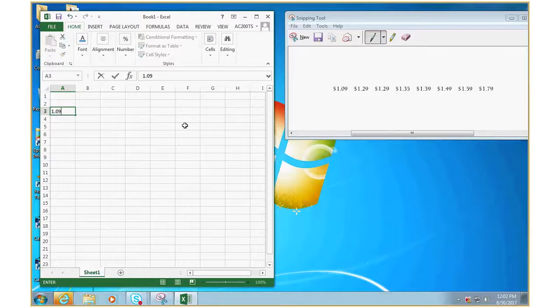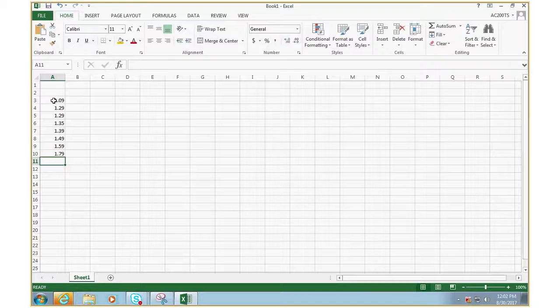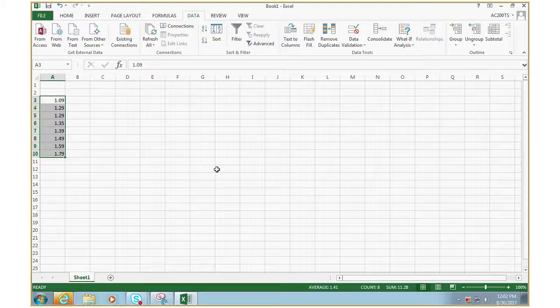All right, so 1.09 and 1.29 and 1.29, 1.35, 1.39, 1.49, 1.59, and 1.79. Okay. Now, the first thing I'm going to do is put them in order. So I'm going to highlight them, and data, and sort.